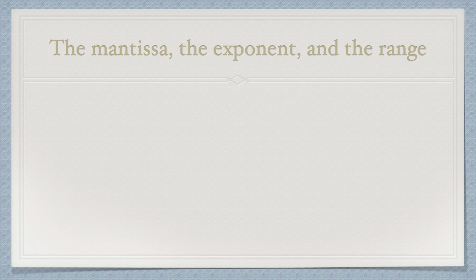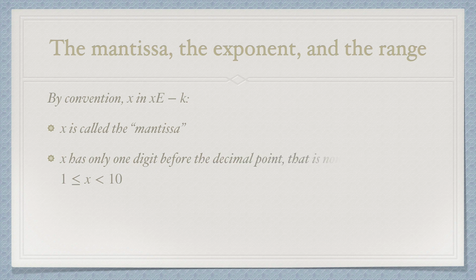What is the mantissa, the exponent, and the range in negative powers of 10? By convention, in x e minus k, x is called the mantissa, and x has only one digit before the decimal point that is non-zero, so that x is comprised between 1 and 10, 1 included and 10 excluded, so that x e minus k is comprised between 10 to the power minus k and 10 to the power minus k plus 1, that is minus k minus 1.